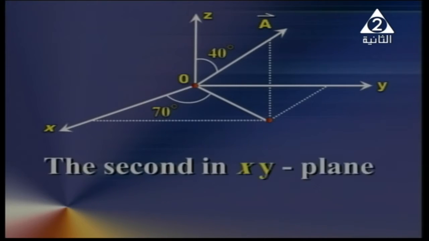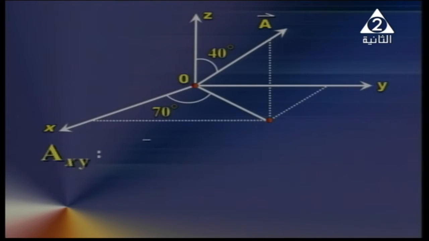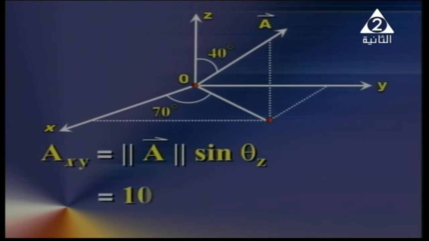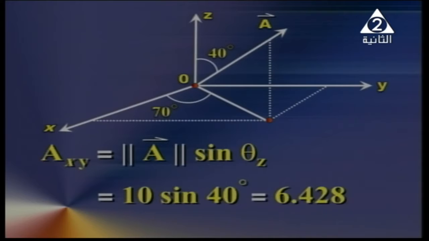After that, the second component is in the XY plane. In the XY plane, AXY equals norm A sine theta Z. Sine 40, norm A is 10, and the answer is 6.428 by using the calculator.